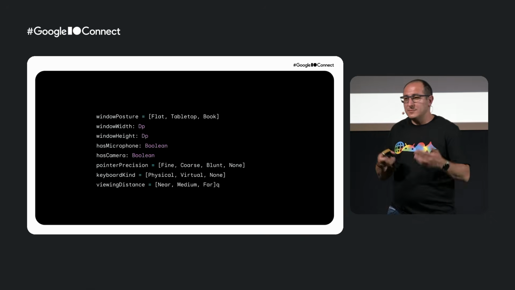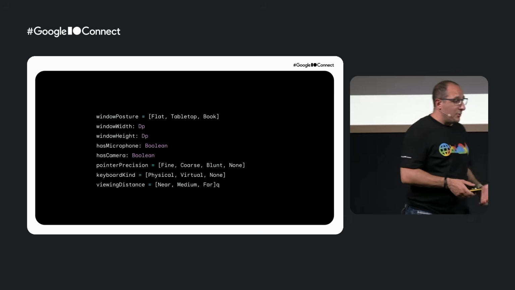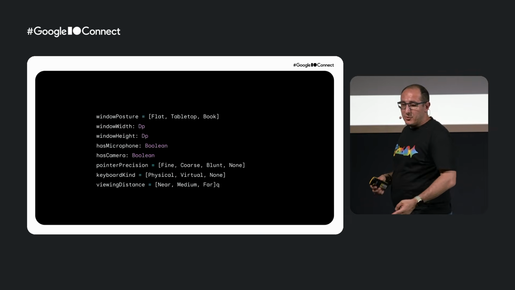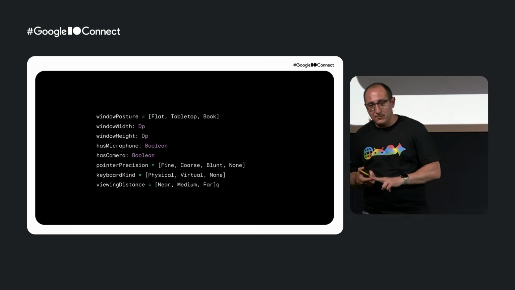Then we have window width and window height. Those will return the DP size of the window that your app actually has at its disposal to draw itself. Then we have 2 interesting features, which is as microphone and as camera. Those return a Boolean, and hopefully they both return true if you need them. But of course, you don't need to check for every single capability. You just need to listen to those that you are interested in.